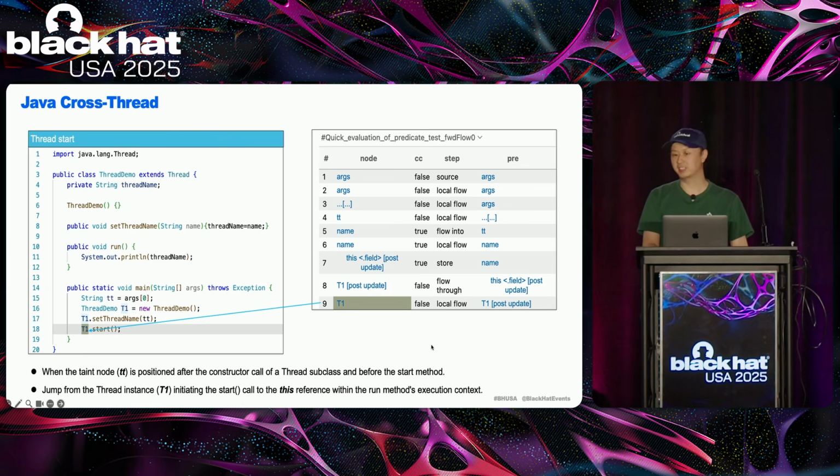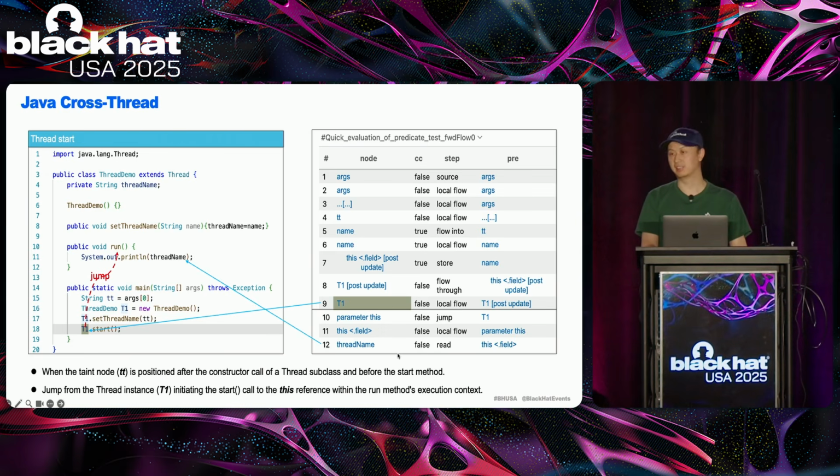But what if the taint isn't passed through the constructor, such as through an assignment statement in a function call at line 8? How do we handle this? Our solution is that if the taint exists before the start interface is called, like line 17, we take the caller of the start method and jump to the instance parameter of the run method. So from here to here. So in this case, jump from line 18 to 10. And after the patch, we can get the complete path.